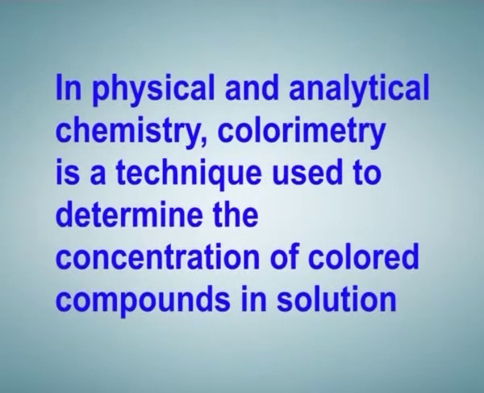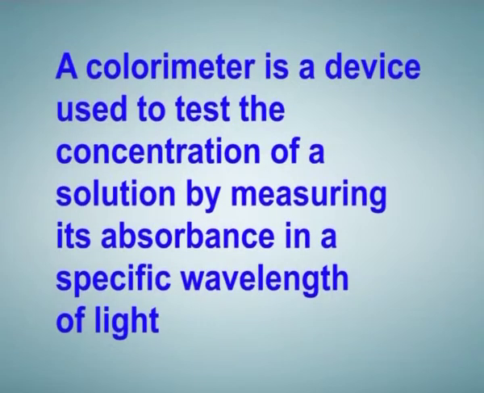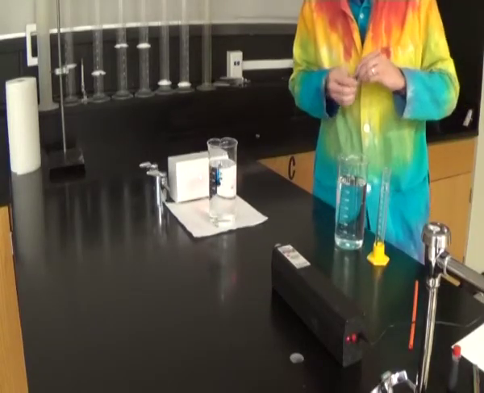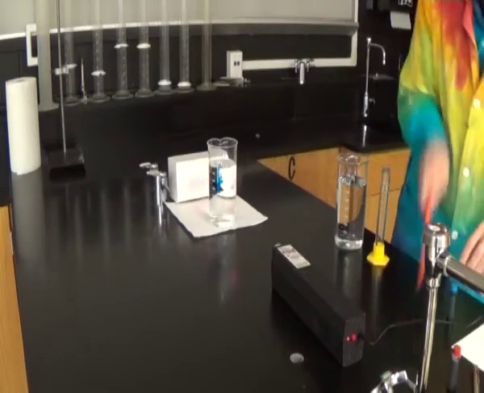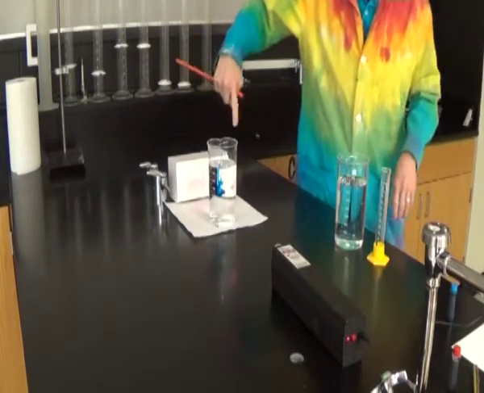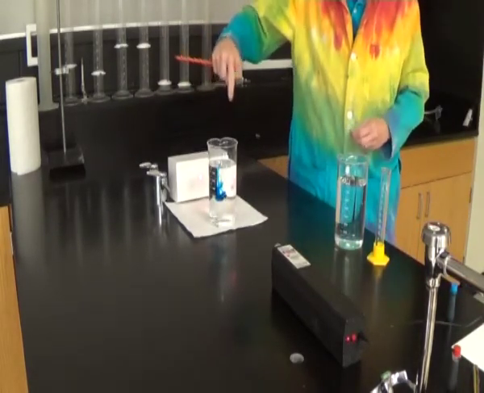Introduction. In physical and analytical chemistry, colorimetry is a technique used to determine the concentration of colored compounds in solution. A colorimeter is a device used to test the concentration of a solution by measuring its absorbance in a specific wavelength of light. To use the colorimeter, different solutions must be made, including a control or reference of known concentration.